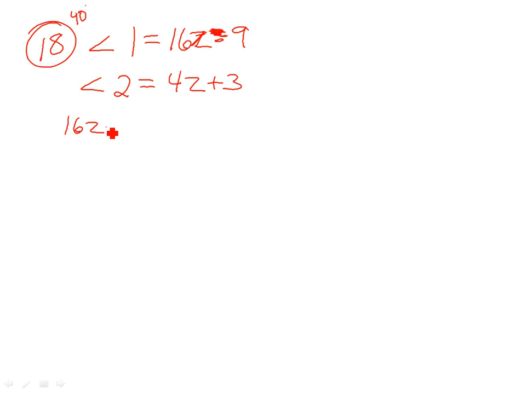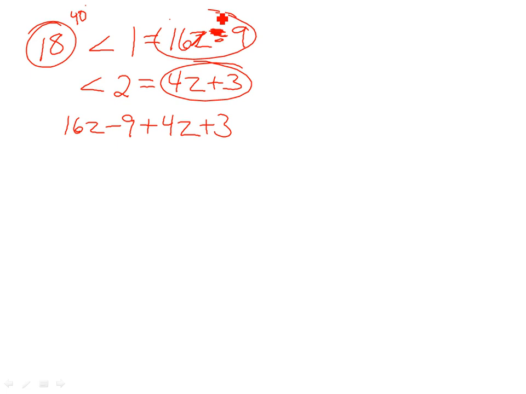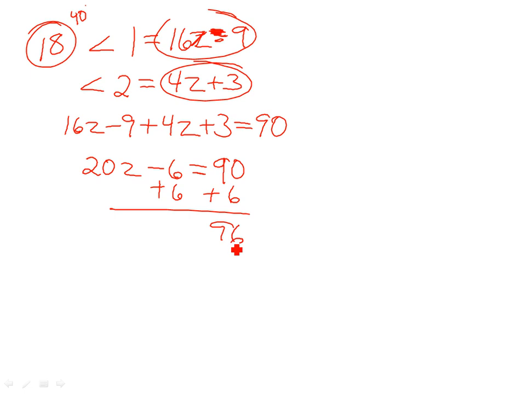16z minus 9 plus 4z plus 3 equals 90. This plus this should equal 90, because they were complementary. Collect like terms, what do we get? 20z minus 6 equals 90, good. And then you add 6 to each side, 96, and then you divide it by 20. 96 divided by 20 equals a number that I don't know in my calculator.